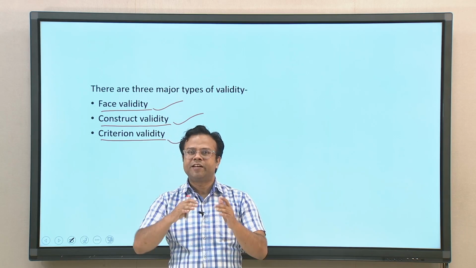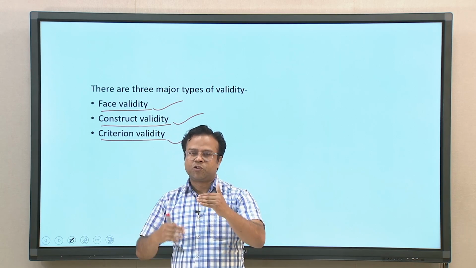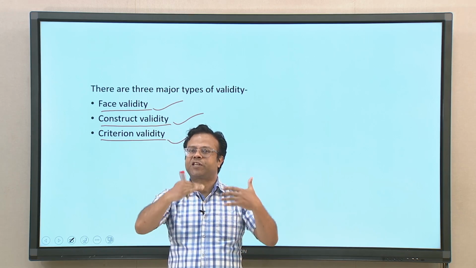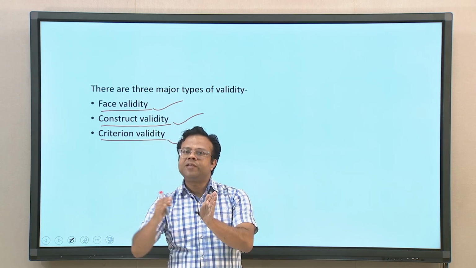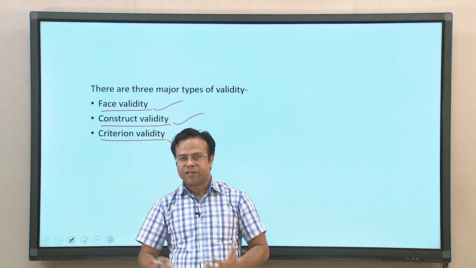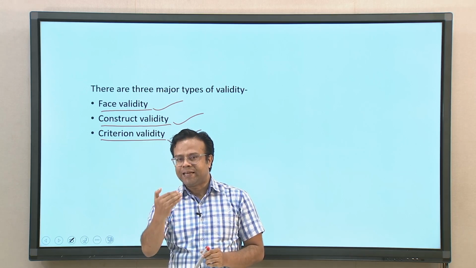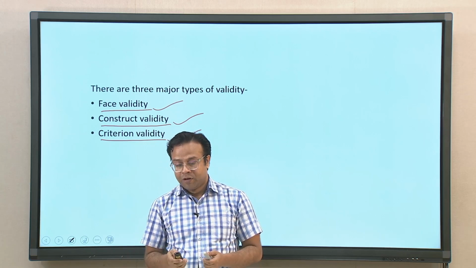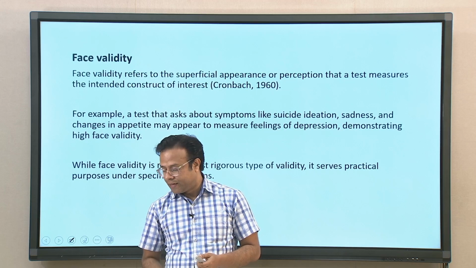So, testing validity requires different aspects. These three types of validity capture different aspects of validity, or different ways of measuring validity, so that you become much more confident that your test is valid. So, let us see what these three types of validity are. The first one is called face validity.